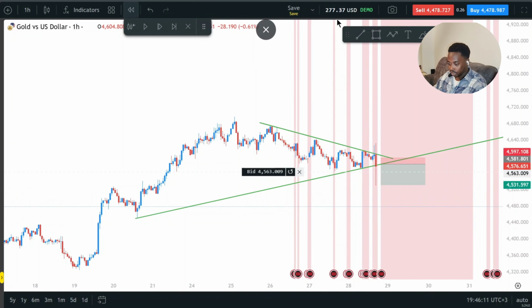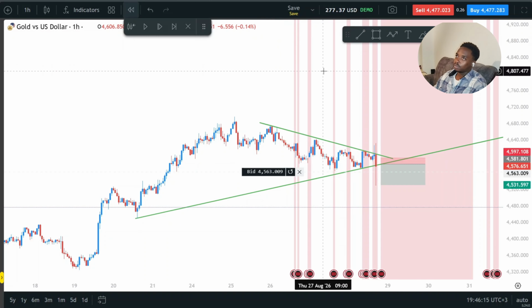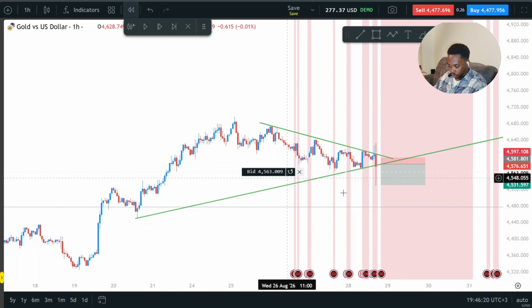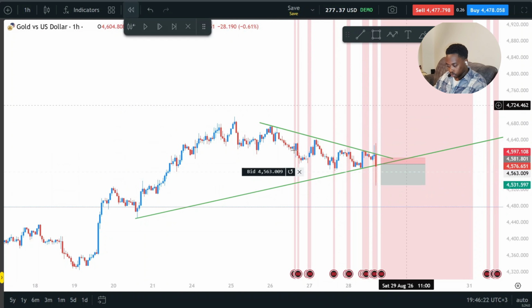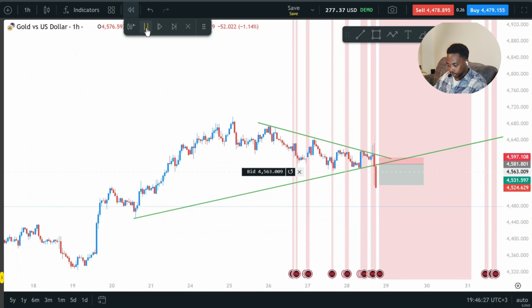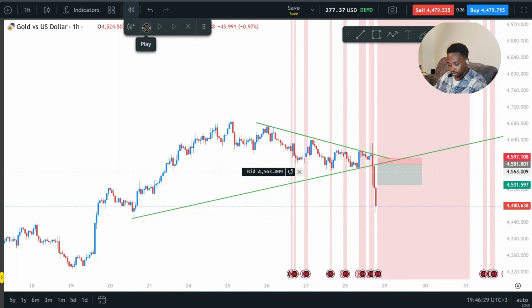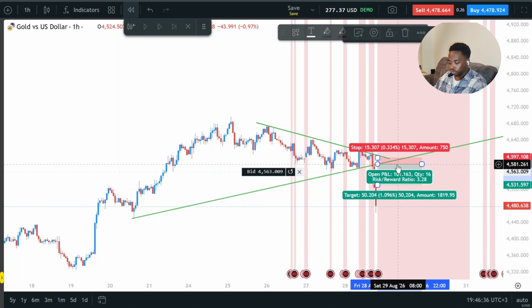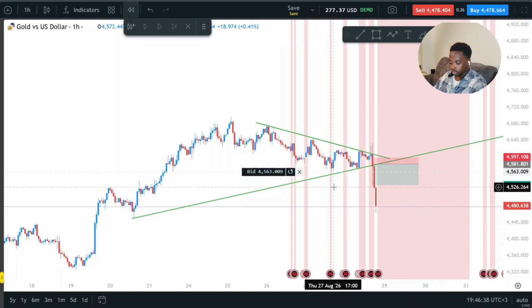It was at 170 something, now it's 277, and we're glad we're not back in the 100s anymore. Okay, now we are aiming for the 300s and above. So you can see right here, bam, bam, bam, bam, bam. So that's how it played out. That's how we ended up with today's profit, and that's how today's trade went.